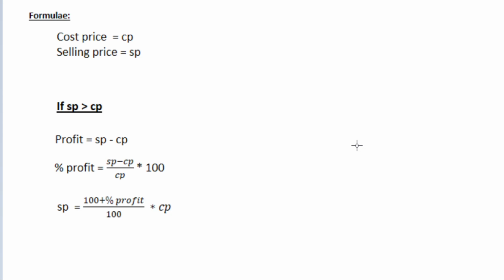If cost price is CP and selling price is SP, then if SP is greater than CP, which means selling price greater than cost price, then profit equals SP minus CP. Percentage profit equals profit by CP into 100. Profit means (SP minus CP) by CP into 100. If you rewrite the percentage profit formula, we get SP equals (100 plus percentage profit) by 100 into CP.